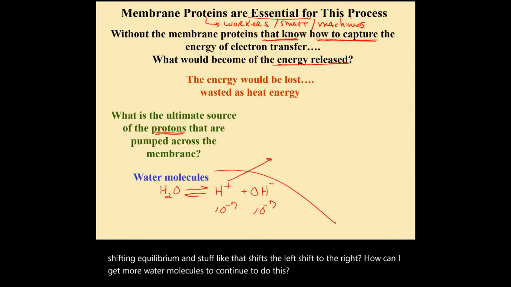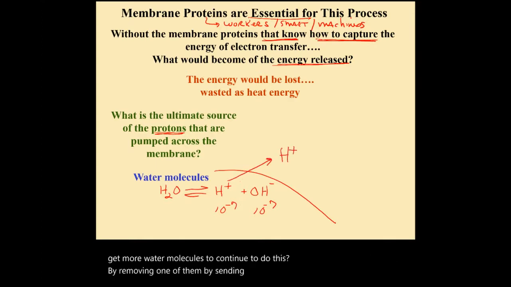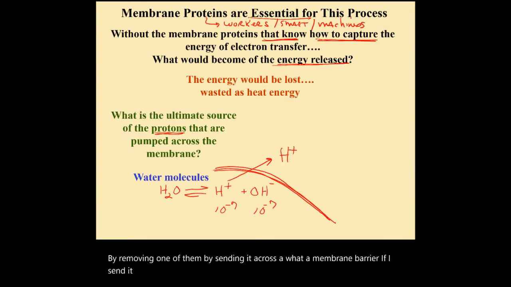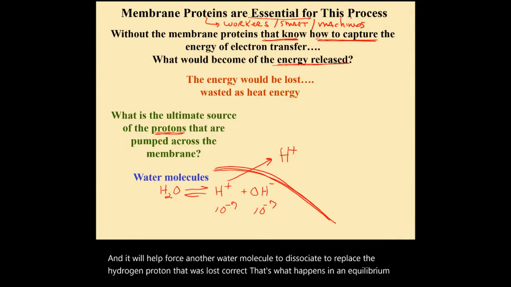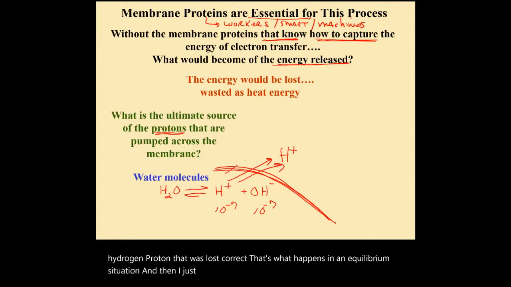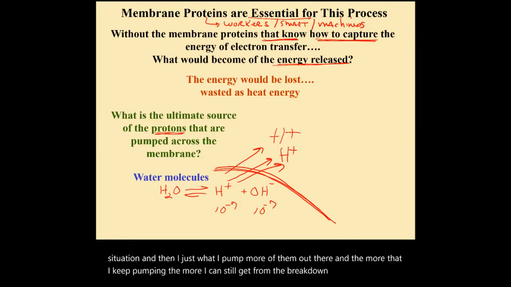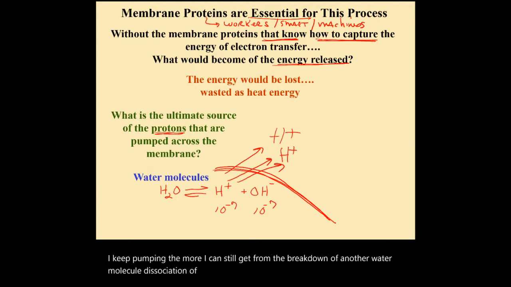By removing one of them, by sending it across a what? A membrane barrier. If I send it across a membrane barrier, I disturb the equilibrium on the other side of that membrane. And it will help force another water molecule to dissociate to replace the hydrogen proton that was lost, correct? That's what happens in an equilibrium situation. And then I just what? I pump more of them out there. And the more that I keep pumping, the more I can still get from the breakdown of another water molecule, dissociation of another water molecule into its ions.